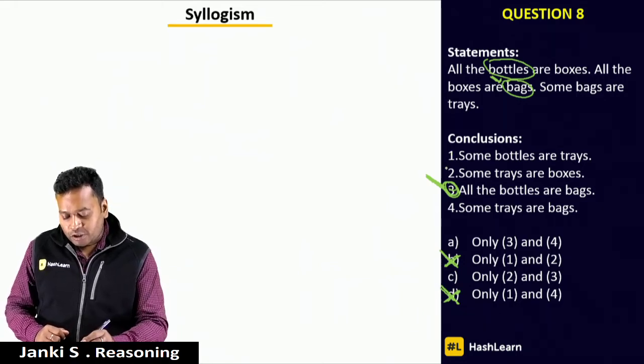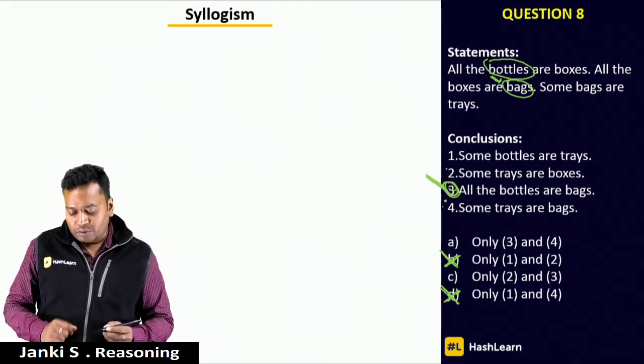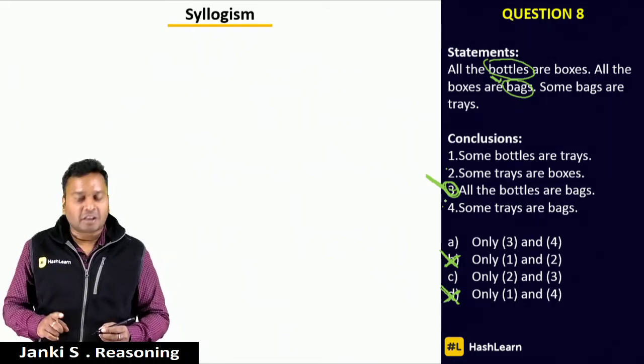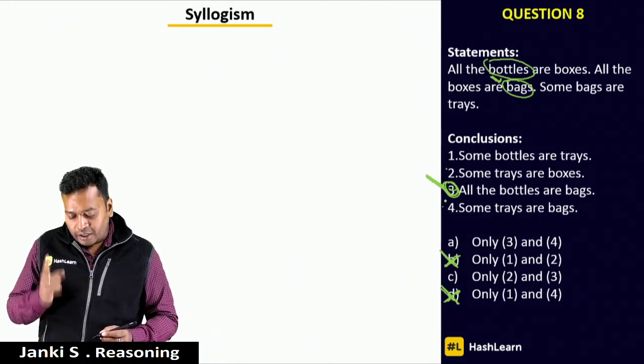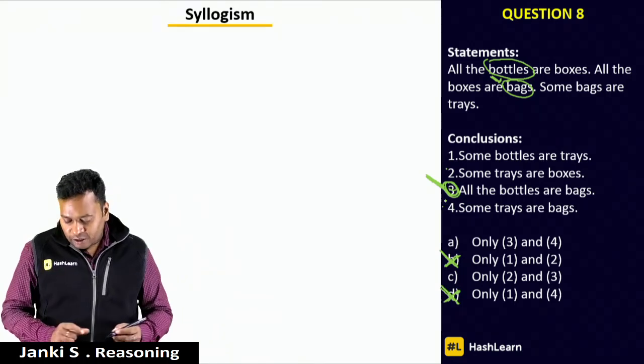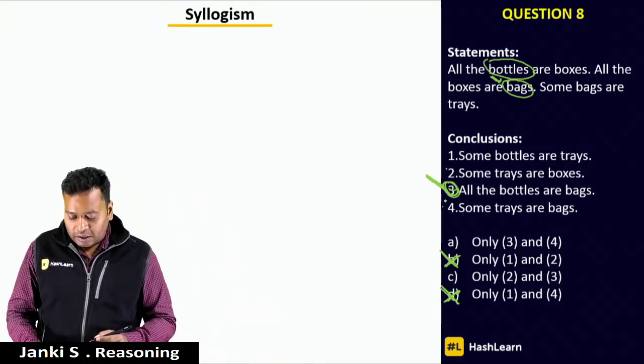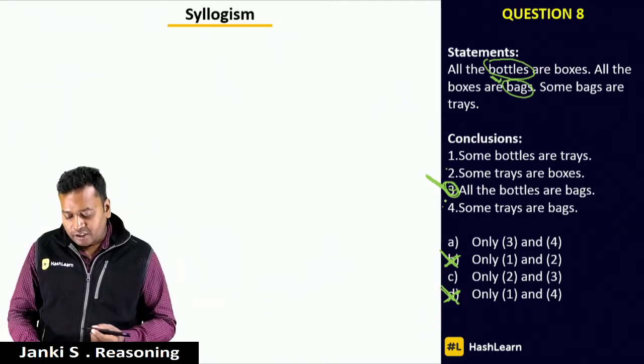So I have to check the second one and the fourth one. अगर second one satisfy करता है तो that means option C is the correct answer. अगर second one satisfy नहीं करता है तो option A is the correct answer here, right? So let's check. I will not check the first one, I'll directly check the second one.